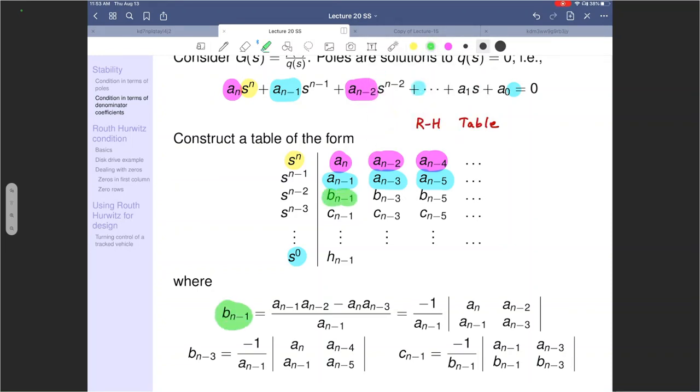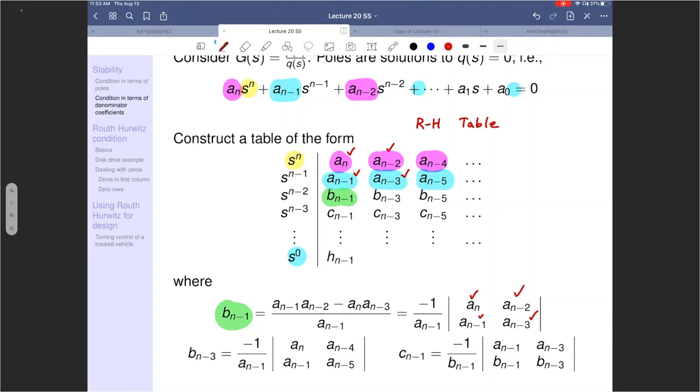So I'm trying to evaluate, let's see here, in green, b sub n minus 1. What value should I fill here? I need to evaluate negative 1 divided by a sub n minus 1, which is that value there, and the determinant of the matrix with rows an, an minus 2, and an minus 1, an minus 3. That's how I find out b sub n minus 1. Next, I need to find b sub n minus 3. How do I find that? In a similar manner, you can see the result over there.